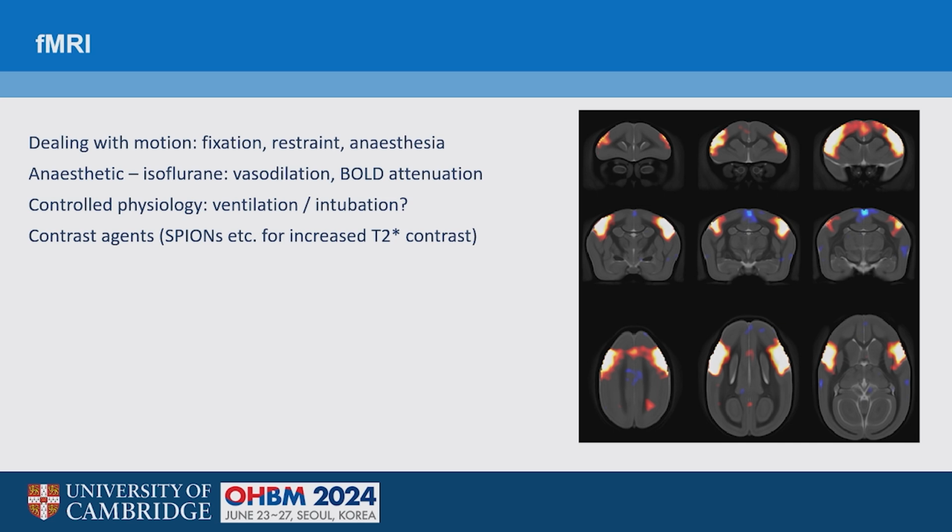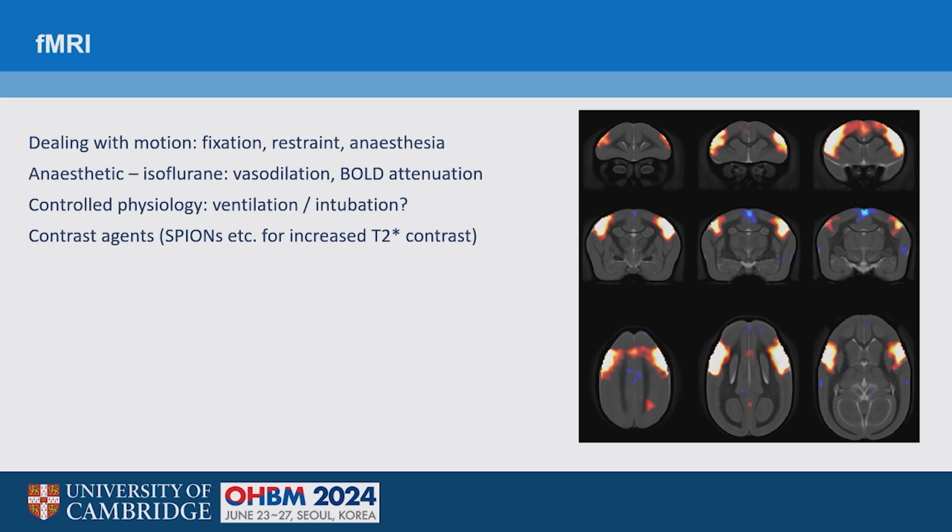Now, this has quite an effect on the fMRI signal, the particular anesthetic that's used. For example, isoflurane causes vasodilation, and it will interact with the BOLD signal quite a lot, and it depresses it quite a lot. The way that anesthetics work is obviously by preventing some of the connectivity in the brain, and some of the signals are just not there in the first place. They're blocked by the action of the anesthetic.